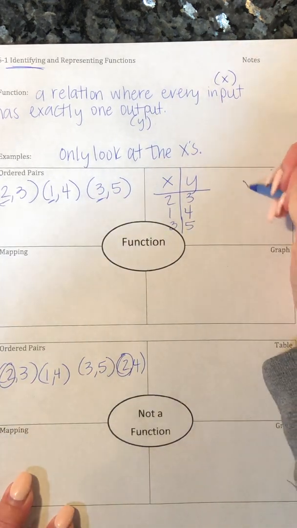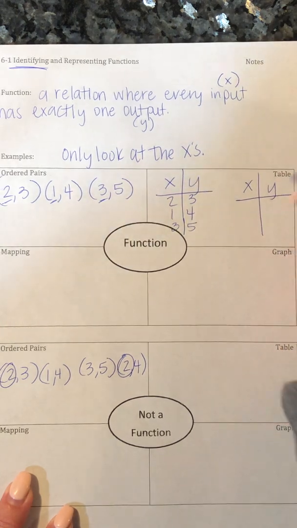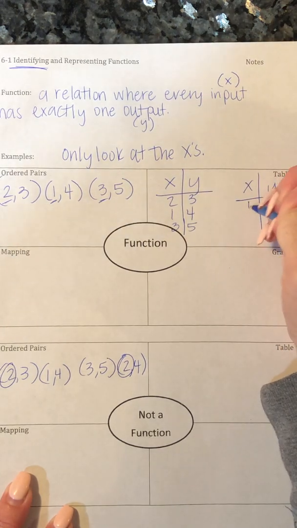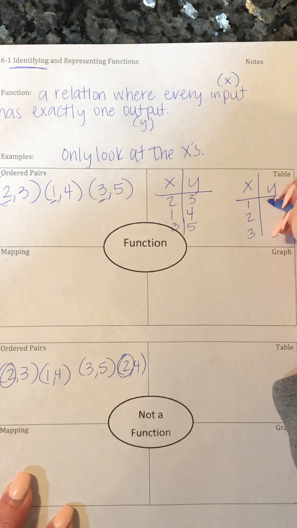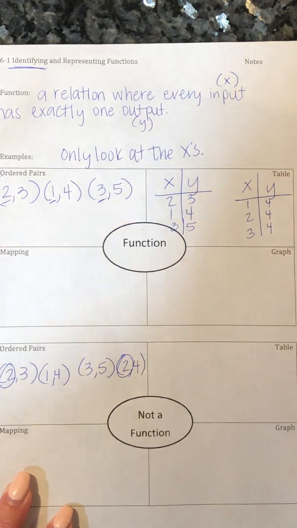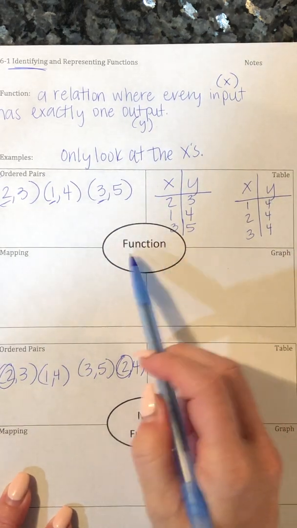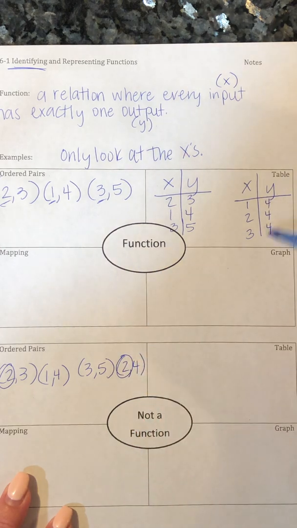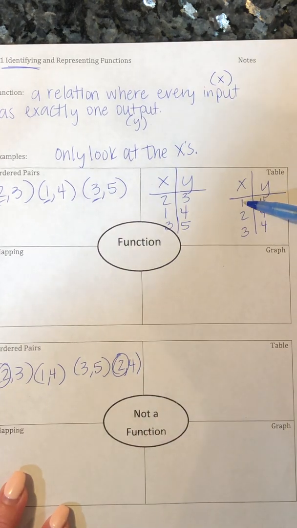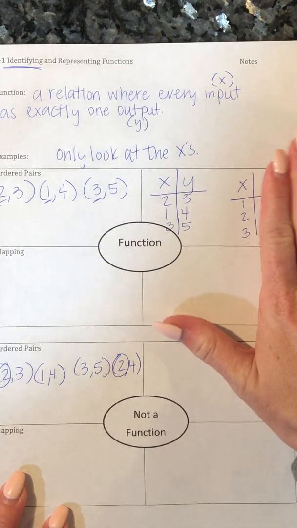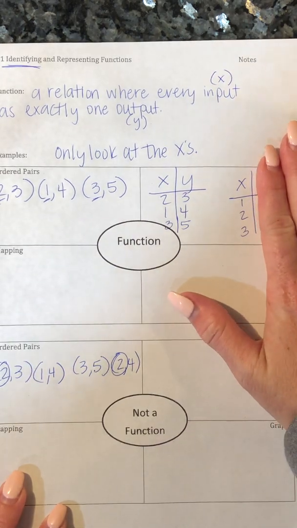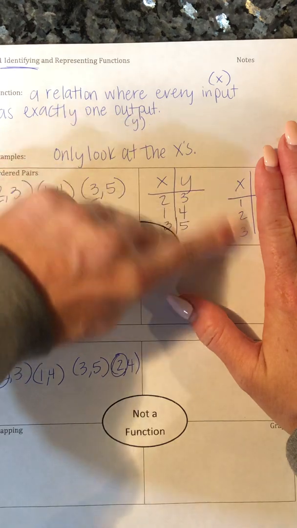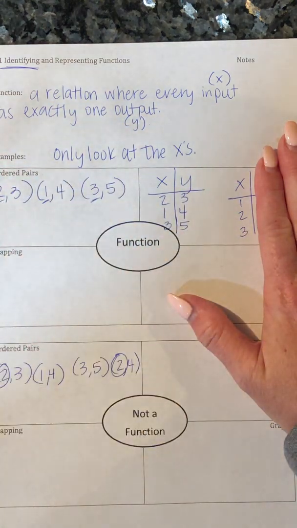If you want to see another one, so I could have 1, 2, 3, and I could have every output over here being 4, and this is still in the function column because we really don't care about the outputs. We only care that every input has only one output. So basically what I teach my students to do is cover those outputs up, cover those Y's up. If all the X's are different, it is a function.